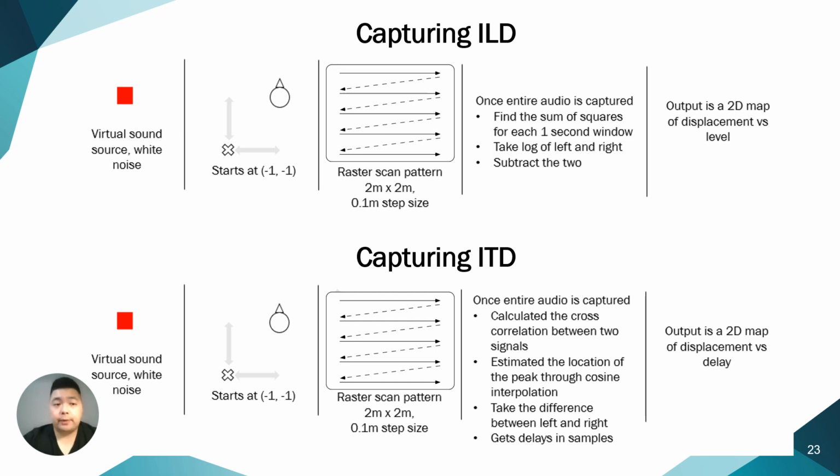A repeated sound sequence of 0.5 seconds of silence, followed by a 0.3 second pulse of white noise, then a 0.2 seconds of silence, moved in a raster scan pattern. This was a virtual sound source that moved.